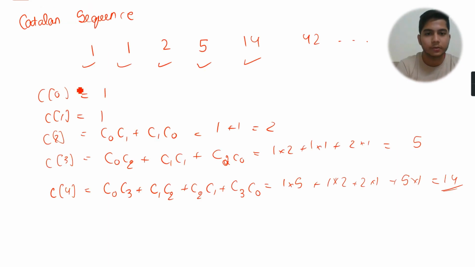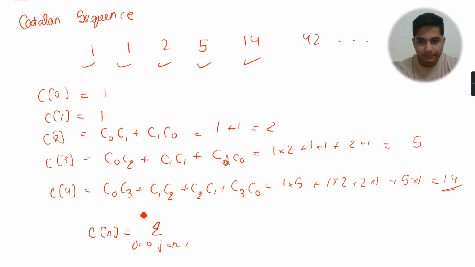So what will be the code? Let me write dummy code for this. Before the dummy code, let's see what sequence we have deduced. For the nth term, it will be from i equals 0 and j equals n minus 1, up to i equals n minus 1 and j equals 0, with c i c j. So i will be increasing and j will be decreasing.